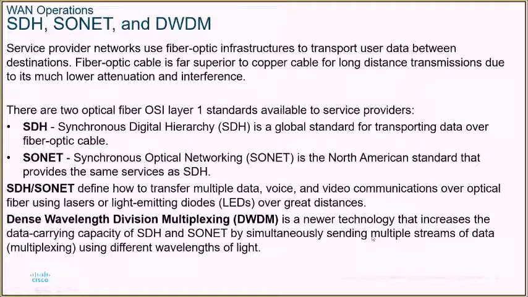Okay, so some of the connections. Service provider networks use fiber optic infrastructures to transport user data between destinations. Fiber optic cable is far superior to copper cable for long distance transmissions due to its much lower attenuation and susceptibility to interference. The two optical fiber OSI layer 1 standards available are SDH, which is synchronous digital hierarchy, a global standard for transporting data over fiber optic cable, and SONET, or synchronous optical networking, which is the North American standard that provides the same service as SDH. They define how to transfer multiple data, voice, and video communications over optical fiber using lasers or LEDs over great distances. There is also dense wavelength division multiplexing.